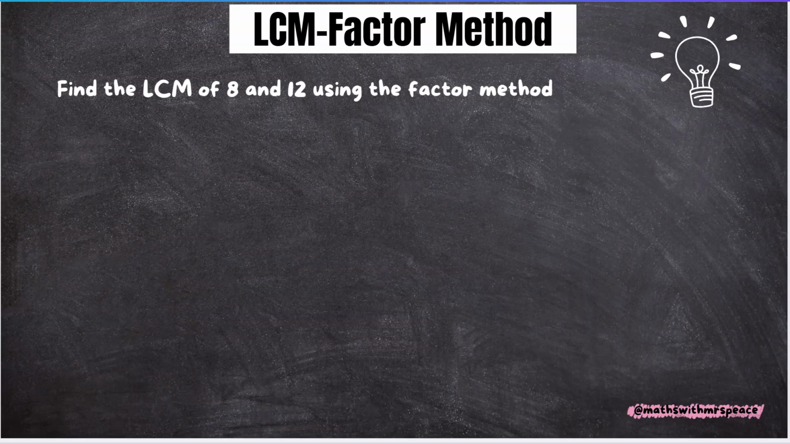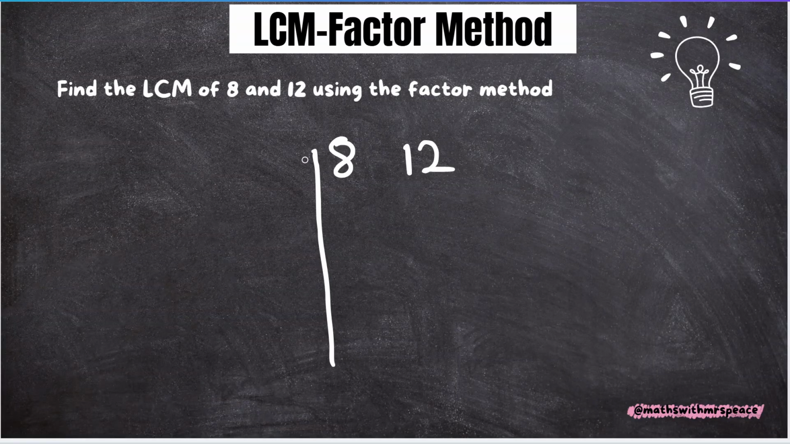Now, let's get into using the factor method to find the LCM of two or more numbers, starting with the example on our screen. To find the LCM of 8 and 12, I'm going to write them out like this: 8 and 12. Then I'm going to go ahead and draw a line here. Please use a ruler, guys, when you draw this line in your books.